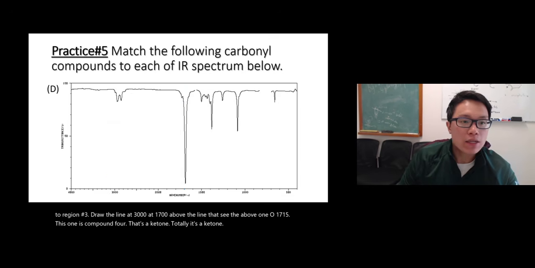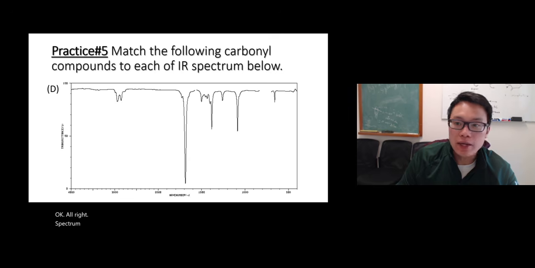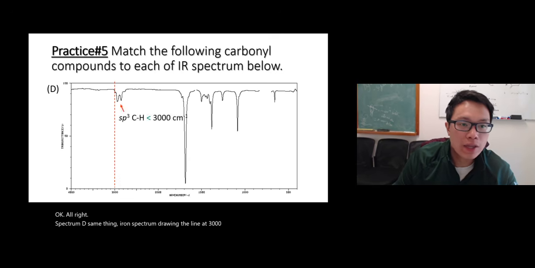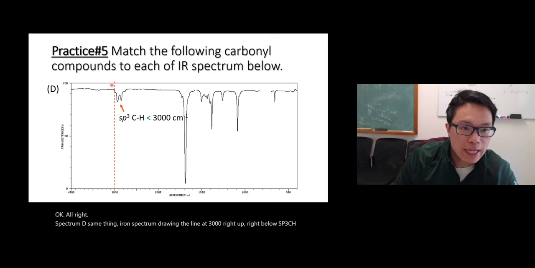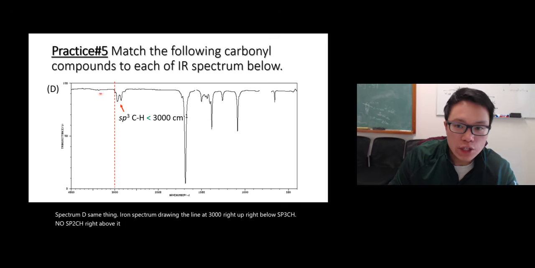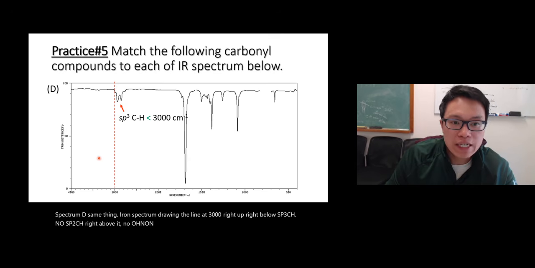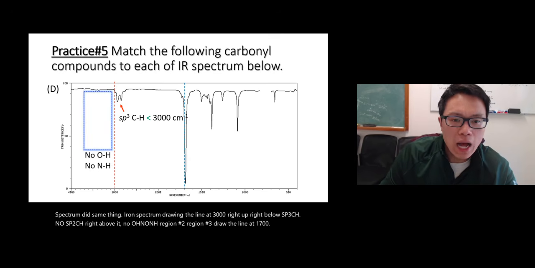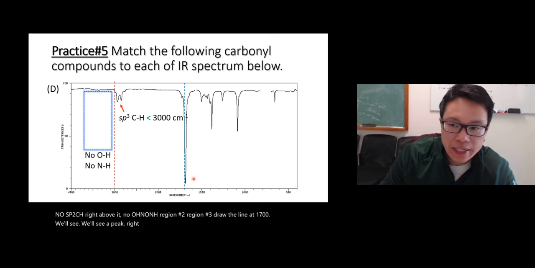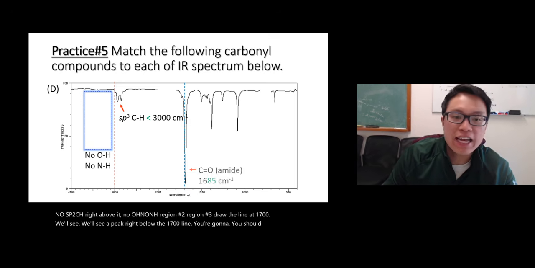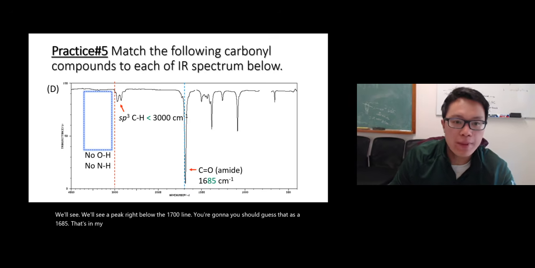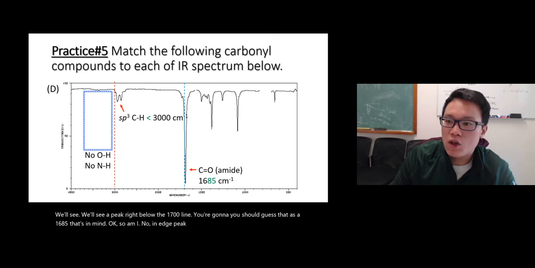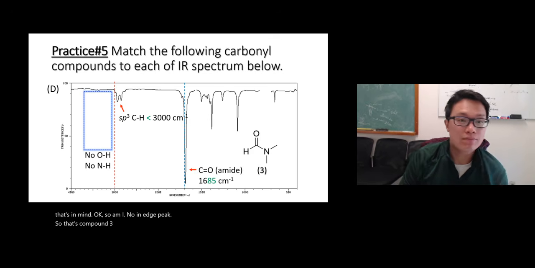Okay. All right. Spectrum D. Same thing. IR spectrum, draw the line at 3000, right below it sp3 CH, no sp2 CH right above it, no OH, no NH. Region number 3, draw the line at 1700. We see a peak right below the 1700 line. You should guess that as 1685. That's an amide. So amide, no NH peak. So that's compound 3. That's it.